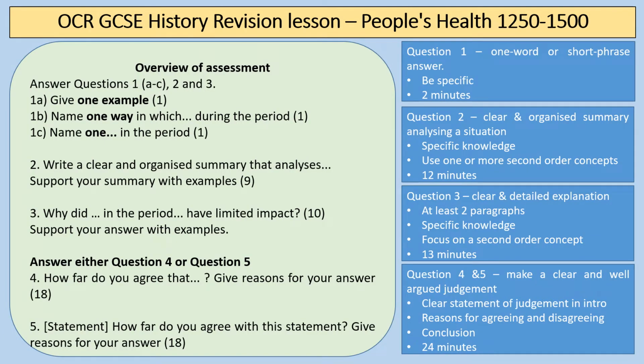This is just a reminder of what the exam questions look like for people's health. So you've got question 1A, 1B and 1C. You've got your knowledge-based questions. You've got your writing a clear and organised summary question. Question 2, where you have to come up with your own second-order concepts. Question 3, a causation question. And then question 4 or 5, you have a choice in the exam. They give you a statement, give you a viewpoint in history. You have to say how far do you agree with that.